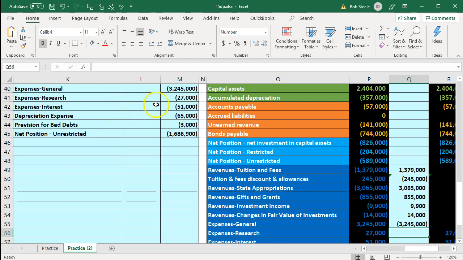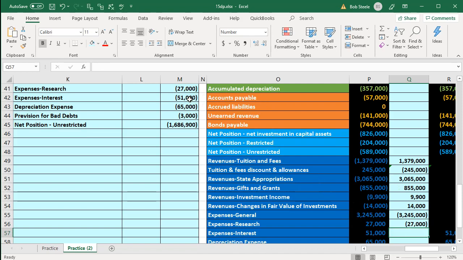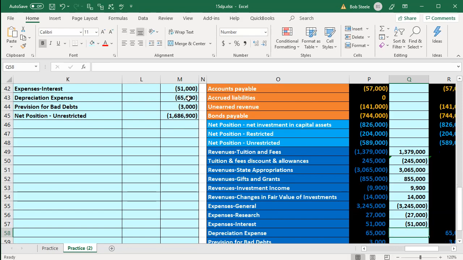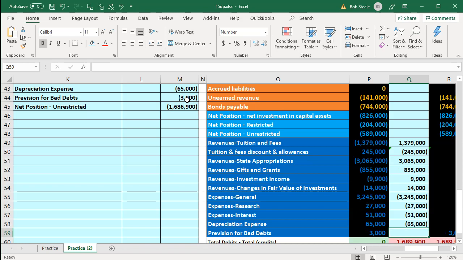Then we've got the expense related to research. That's going to be down here in Q56, where we will say equals, point to the 27,000 and enter. Then we have the expense related to interest. That's going to be down here in Q57. The last one was Q56, by the way. It's Q57 equals the 57,000 and enter. And then we have the depreciation, which is here in Q58, equals the depreciation of the 65,000 and enter, bringing it to 0.